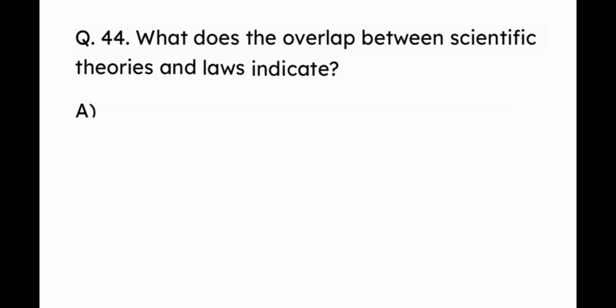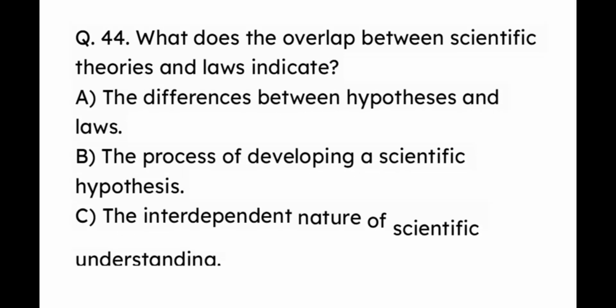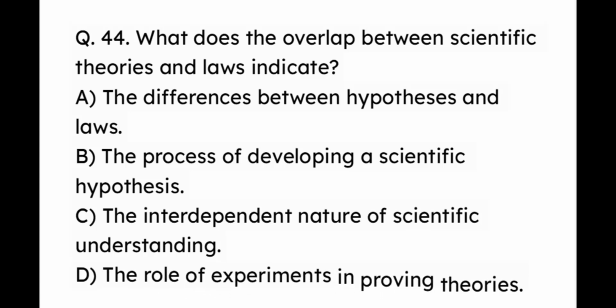Q44. What does the overlap between scientific theories and laws indicate? A. The differences between hypotheses and laws. B. The process of developing a scientific hypothesis. C. The interdependent nature of scientific understanding. D. The role of experiments in proving theories.